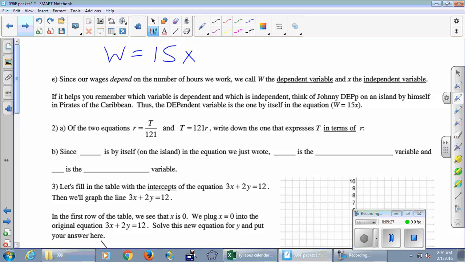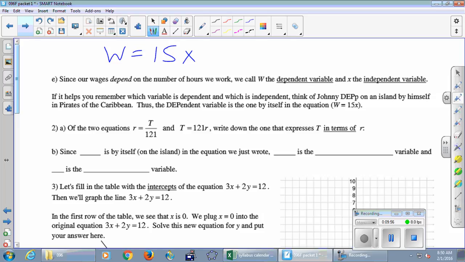So if it helps you remember which variable is dependent and which is independent, think of Johnny Depp on an island by himself in Pirates of the Caribbean. Thus, the dependent variable is the one by itself in the equation. The one letter that's by itself in the equation is like Johnny Depp on an island by himself in one of those movies. And so the letter that's by itself is always the dependent variable. Yes?